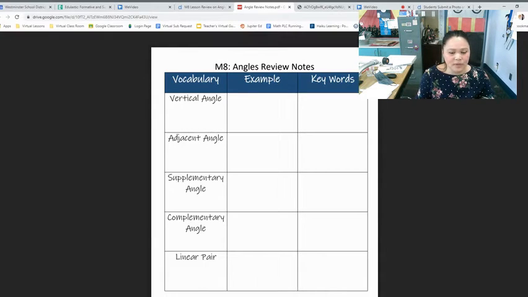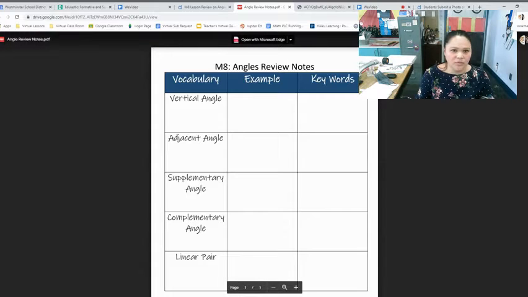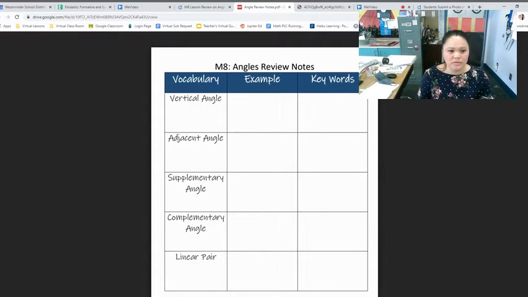In the next lesson, we're going to learn about angles that you have learned in the past. You can print this out or you can just handwrite the notes. Please make a chart that says vocabulary, example, and keywords or phrases to help you out. The first ones are vertical angles, adjacent angles, supplementary angles, complementary angles, and linear pair. We will be talking about that in the next video.